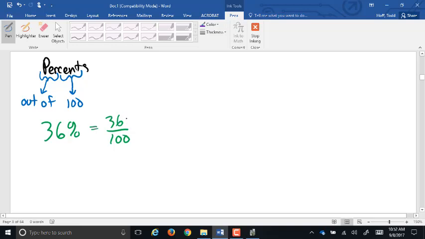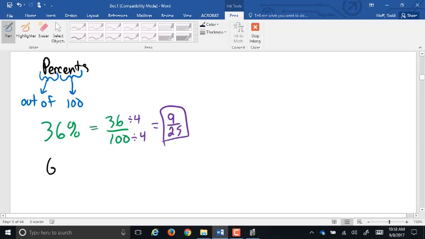Now, we would not leave it as 36 over 100 because it can be reduced. What can both of them be divided by? 4. You could divide by 2 if you wanted to, and just divide again. 36 divided by 4 is 9. 100 divided by 4? 25. So that reduces to 9/25.